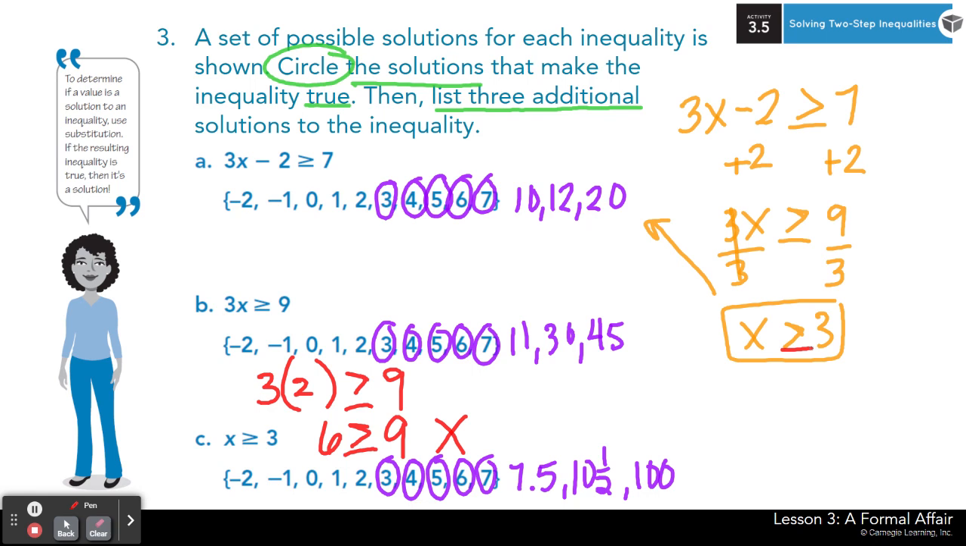And for C, x just had to be greater than or equal to 3. Take a second to get those solutions circled if you haven't already, because we're going to be moving on to question 4.